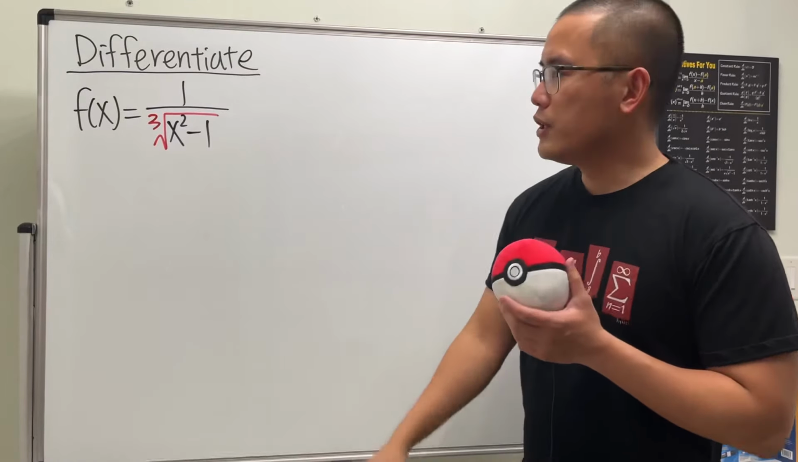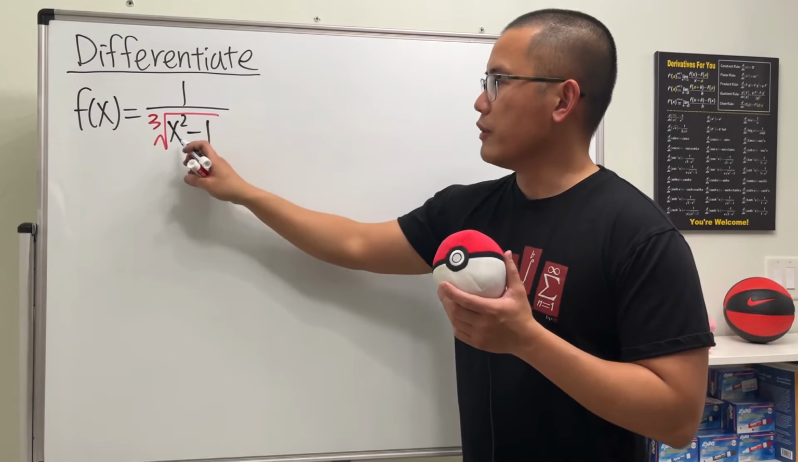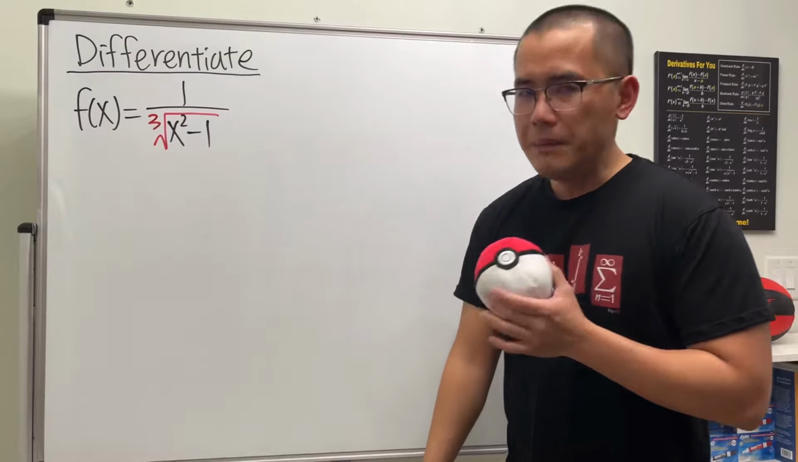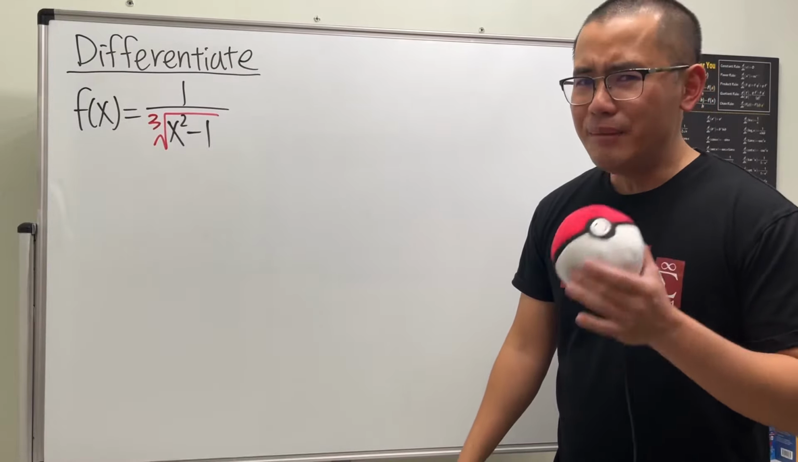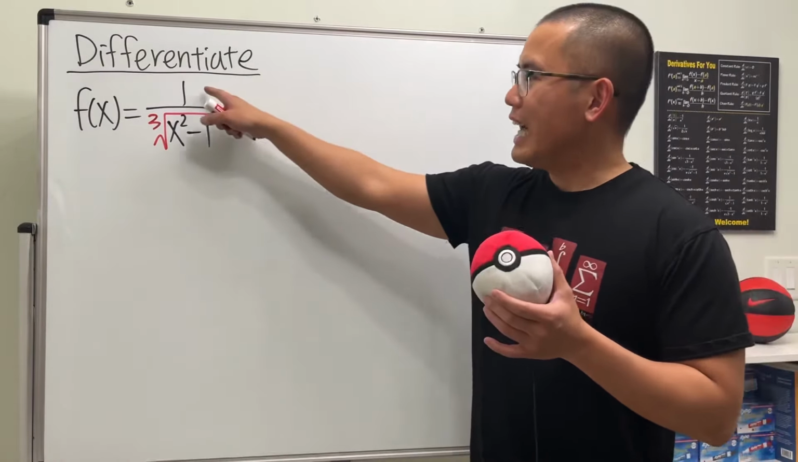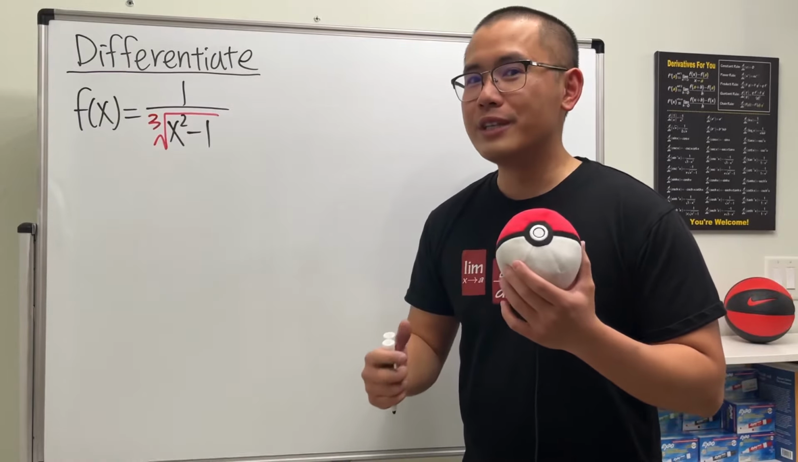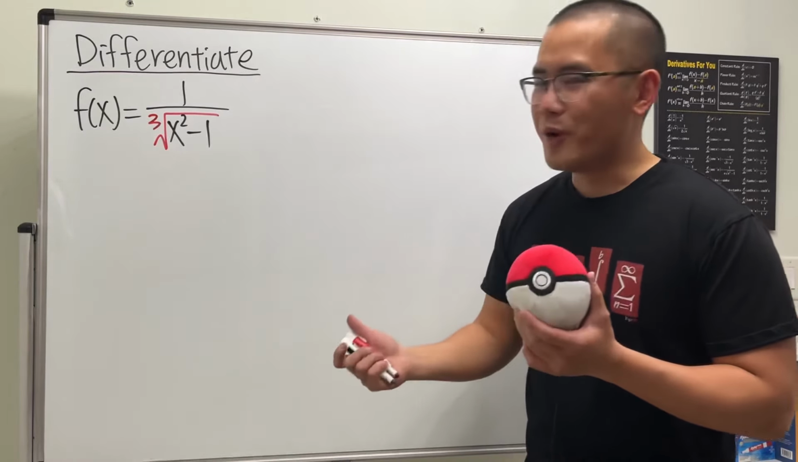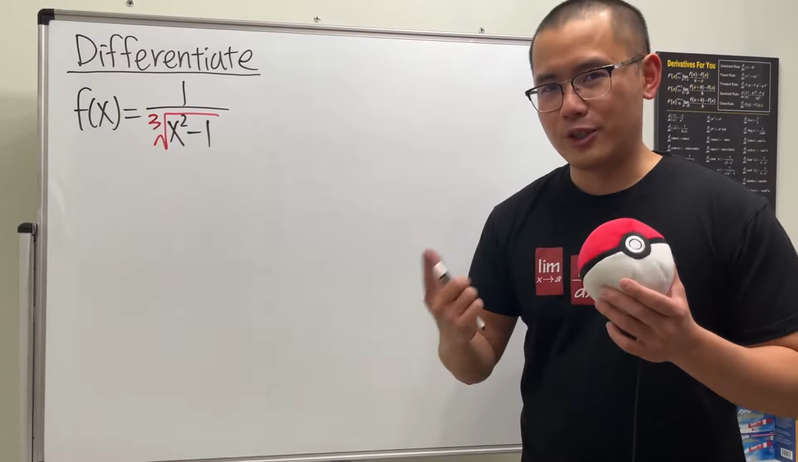Let's see how we can differentiate 1 over the cube root of x squared minus 1. And before you jump into the quotient rule, let me show you. Because we only have a 1 on the top, we can actually just change this into a power form and then use the power rule and also the chain rule for this.